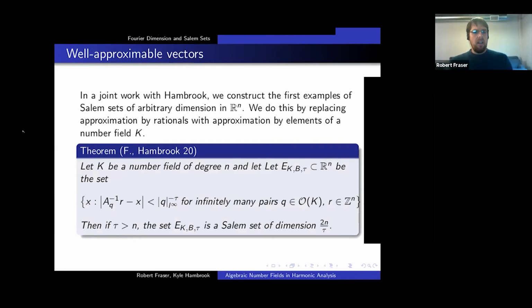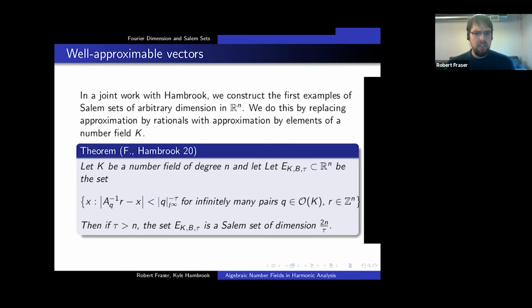For a long time, it was unknown how to construct explicit examples of Salem sets in dimensions higher than 1. Kyle Hambrook actually did this in 2 dimensions. And then together with Hambrook, we managed to do this in higher dimensions. What we do is we replace the approximation by rationals appearing in Kaufmann's argument by approximation by elements of some number field k.